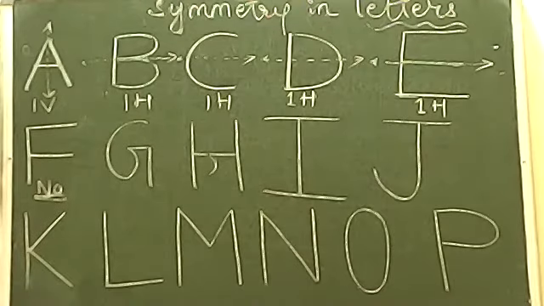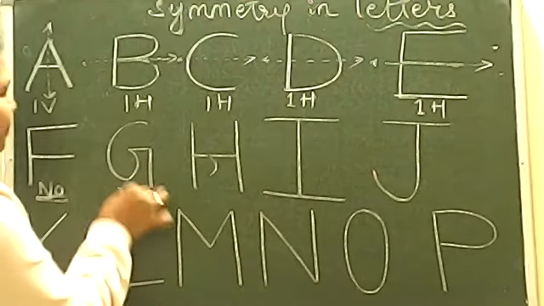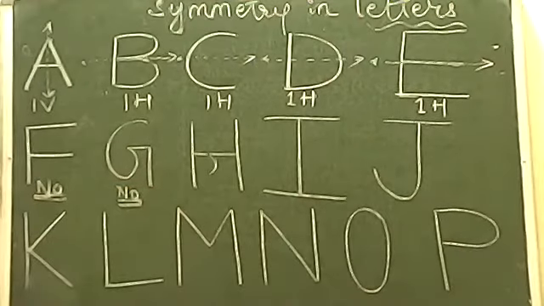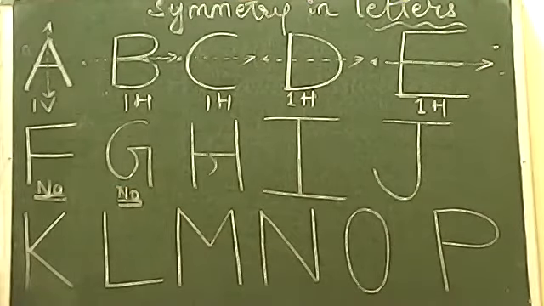Now G. What do you think? G has a line of symmetry? Yes or no? No again. Correct. Move on to the next one, H.